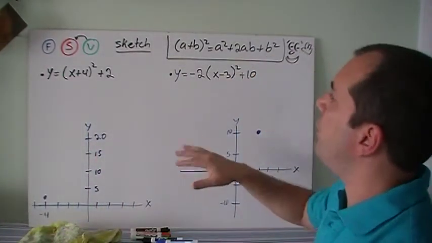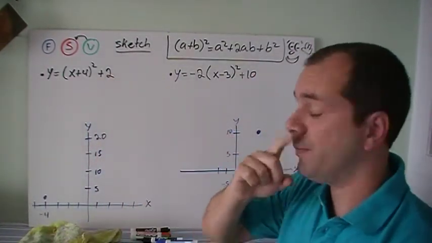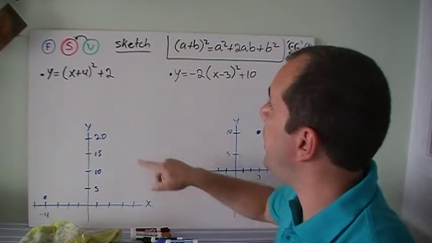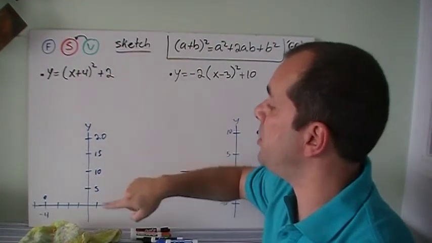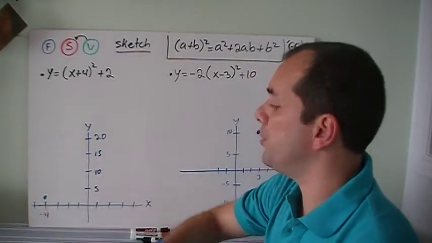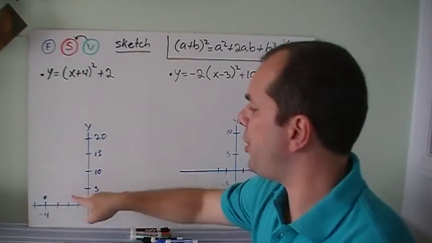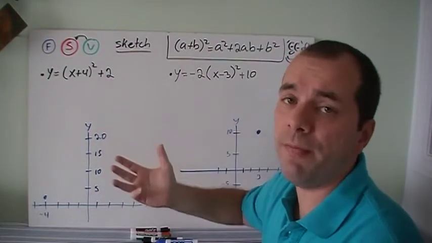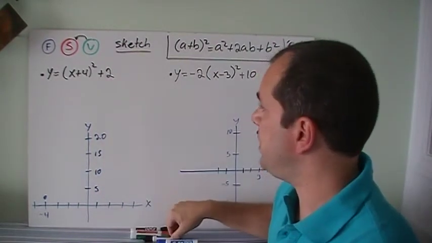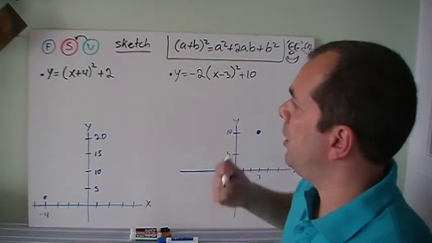Very similar when we do vertex to standard. We'll start by having the vertex. So the vertex here is going to be -4 and 2. So -4 and 2. So it's down there. Now the numbers are going to work a little higher, so I make my sketch go up by 5s. And let's see if we can expand this.